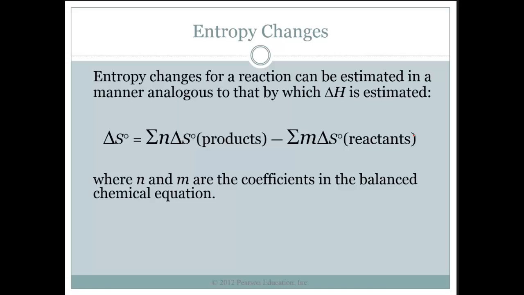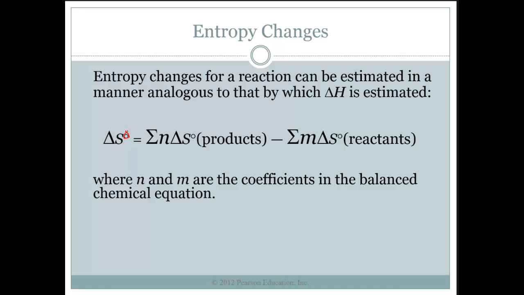Entropy changes for a reaction can be estimated in a manner analogous to how delta H is estimated, which we've done in the past. Look at this little zero on top. A lot of times you'll hear that referred to as S naught or H naught, which is referring to the entropy at standard state.